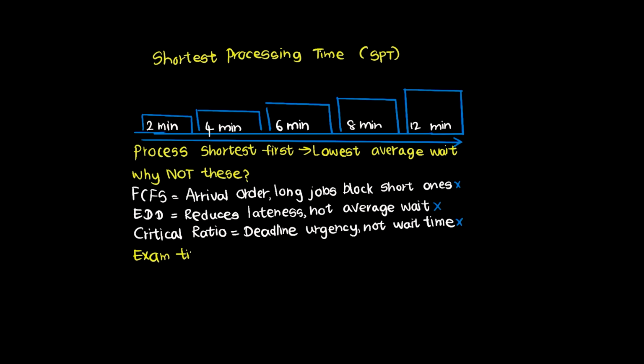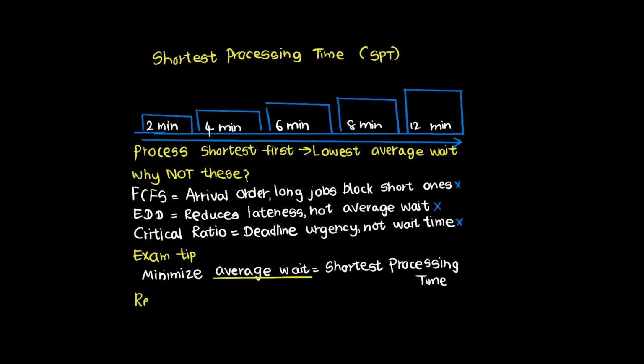Here's a WGU C215 OA exam tip for you. When the question says minimize average wait time or minimize average flow time, the answer is shortest processing time. Quick recall hook: SPT equals short jobs go first. Everyone waits less.